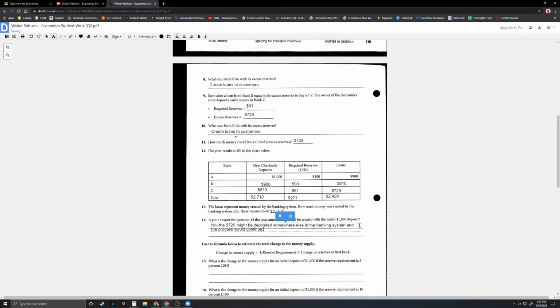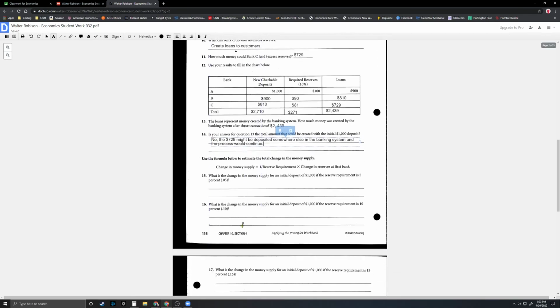Okay, that's it. If you're confused about this, which I don't think you are, but just in case you are, it says, is it the total amount that could be created from the initial $1,000? No, because this process can keep going on to infinity, essentially. All right, that's it.